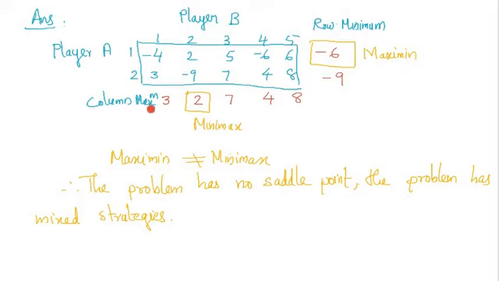Calculate the column maximas: 3, 2, 7, 4, 8. Of these, the minimum is 2. It is known as the minimax point, and we can see that maximin is not equal to minimax, which indicates that the problem has no saddle point. The game is unstable. The problem has mixed strategies.